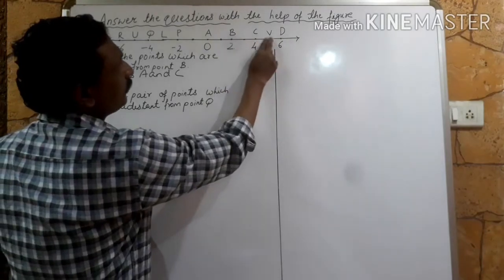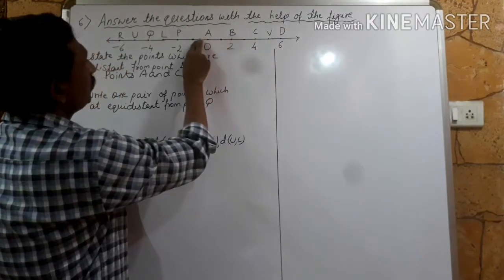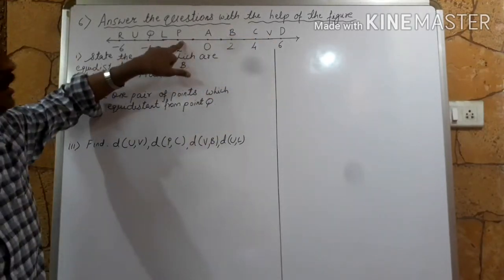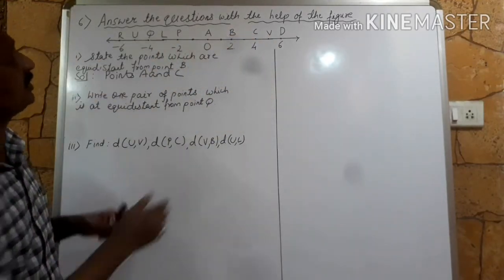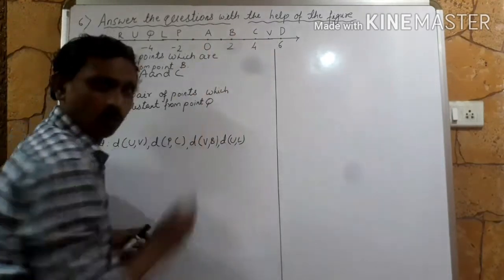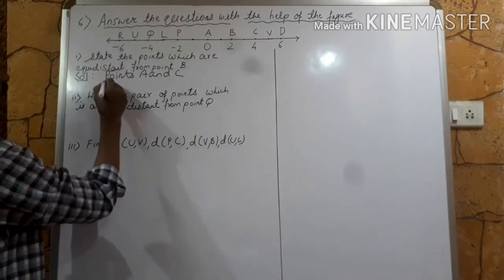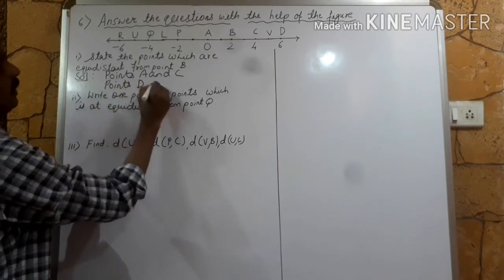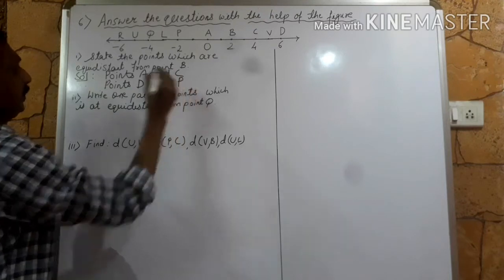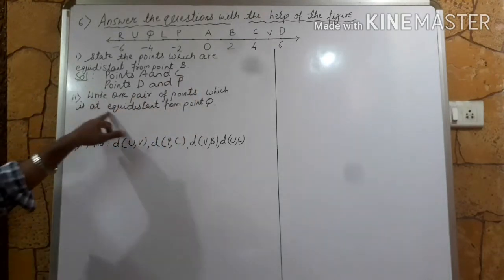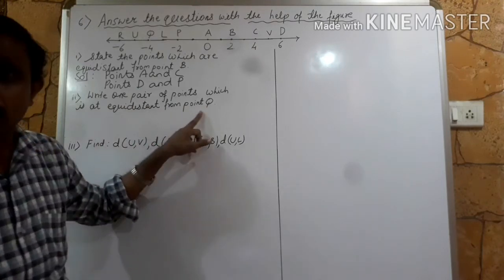Now let's see any other point. 1, 2, 3, 4. 1, 2, 3, 4. Yes, point D and point P are also equidistant. So points D and P.